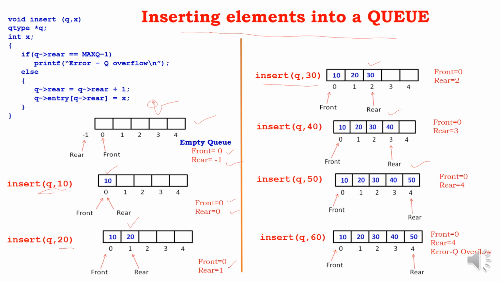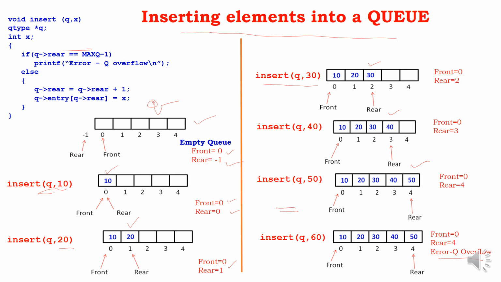Now, if you try to insert another element where the queue is already full, rear has reached its maximum position. Once rear reaches its maximum position, if you attempt to insert an element, it displays an error message. See, the function checks if rear is max q minus 1, where max q is the total capacity of the queue. So total capacity is 5.